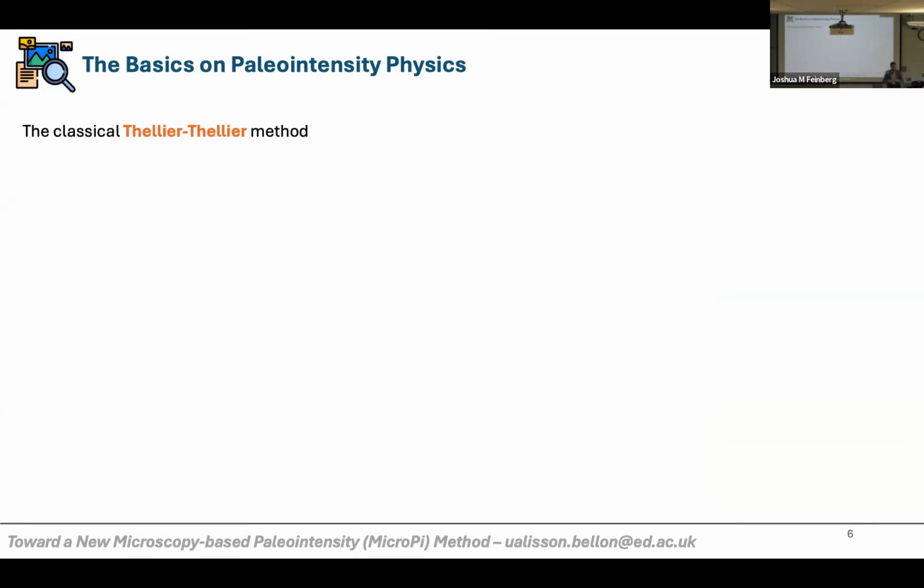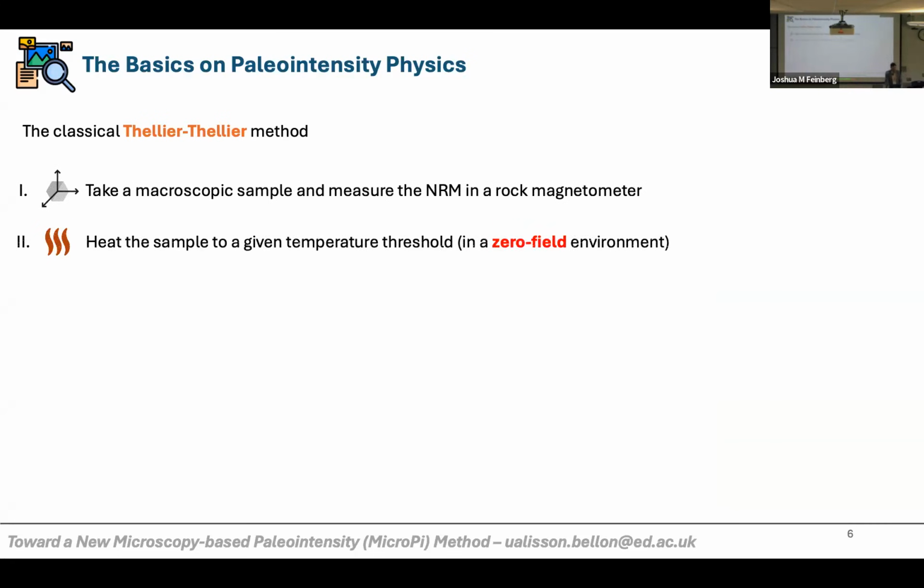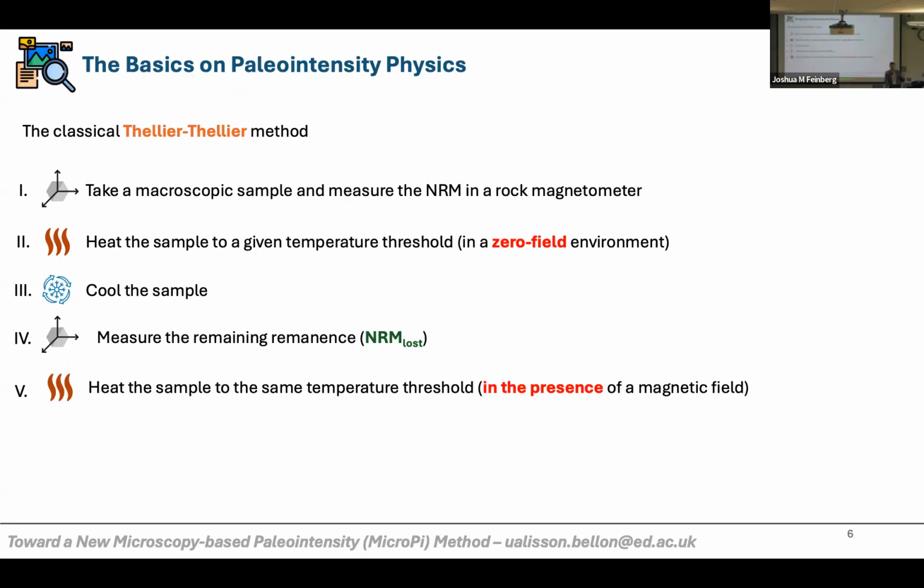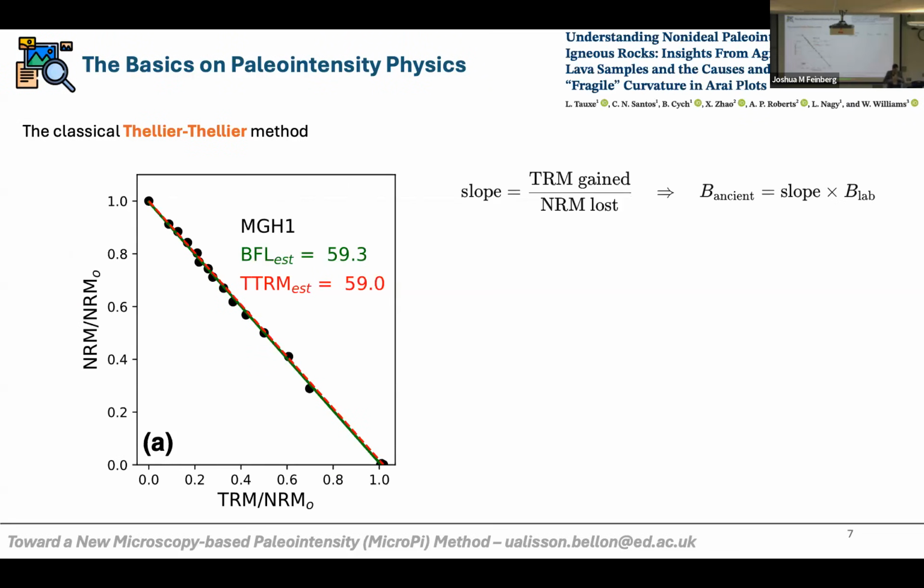So the classic way of obtaining absolute paleointensities of igneous rocks, you just take a macroscopic sample, you measure the remanence in a rock magnetometer, you heat the sample to a given temperature threshold in a zero field, cool the sample, measure the remanence, put it back, but now at the same temperature in the presence of a magnetic field, cool the sample again, measure the remanence. And then if everything works beautifully well, you're going to get something like this, this very linear array plot in which you can use the slope between the TRM gain and the natural remanence lost to basically infer what was the ancient magnetic field.